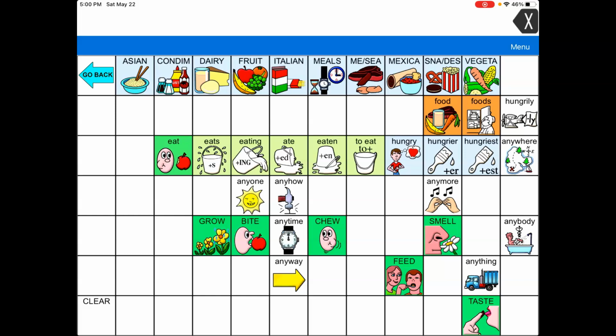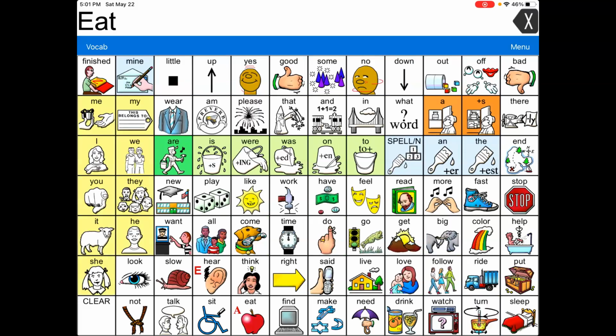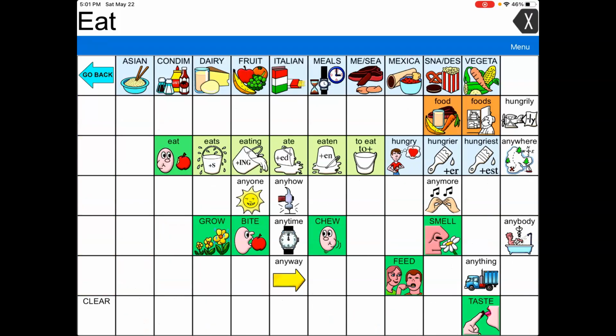Again, colors are important. Let's start with green. Green is for verbs. So you'll see right away that in that third row, the very first green one is the verb eat. Now, if we start again at our home screen and select the apple, we can conjugate that verb by going across. We have eats, eating, ate, eaten, or to eat.